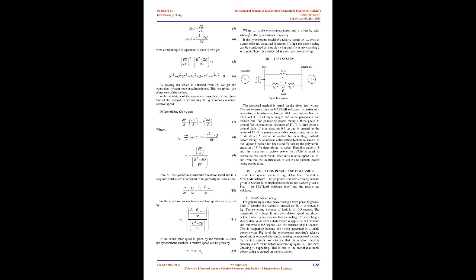Section 2 explains the concept of stable and unstable power swing and the first zero crossing with proper example. Section 3 gives the proposed method. Section 4 consists of the test system, i.e. the SMIB model. Section 5 consists of the result analysis, and Section 6 gives the final conclusion.